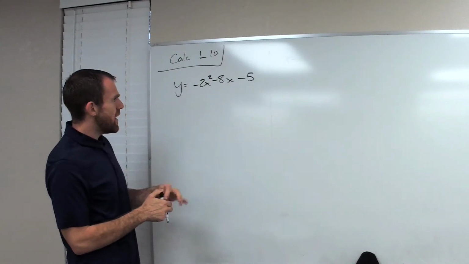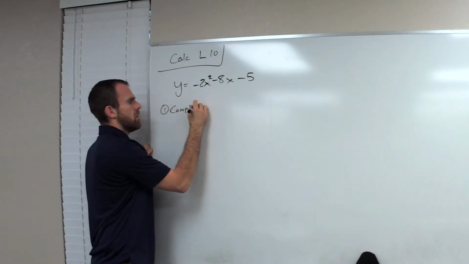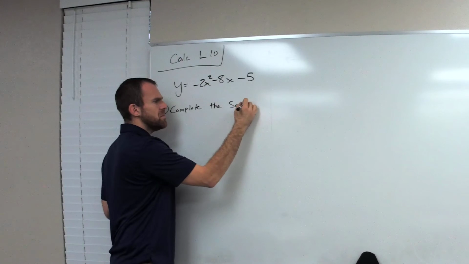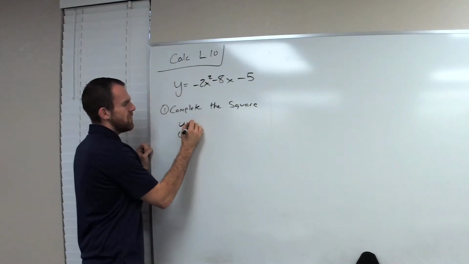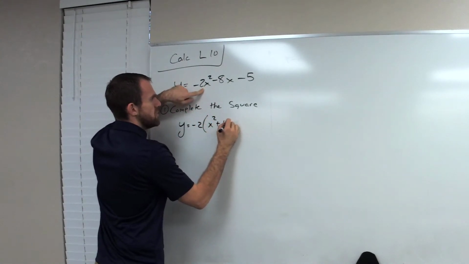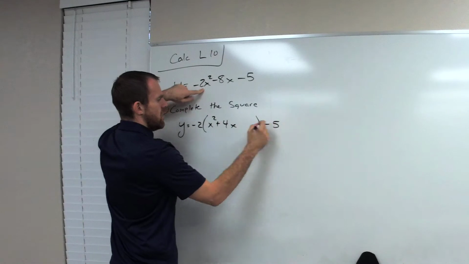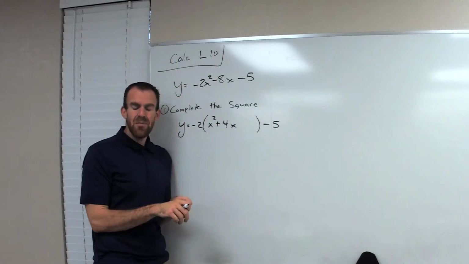So, how do we find the graph of a parabola? Well, first we have to complete the square. And this should be a review, but let's go through it rather quickly. So, I'm going to factor out the -2 because we can't complete the square unless we have just x squared by itself. I'm going to leave the -5 out there because that is not part of it.